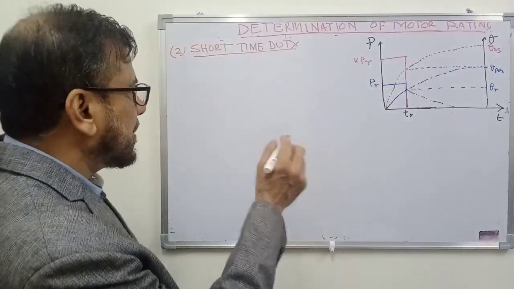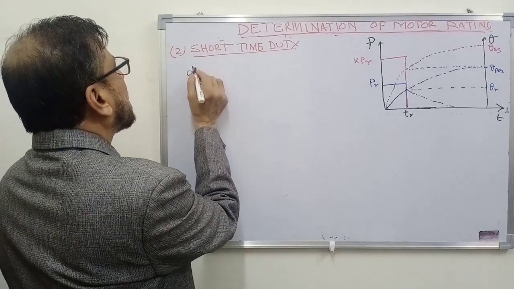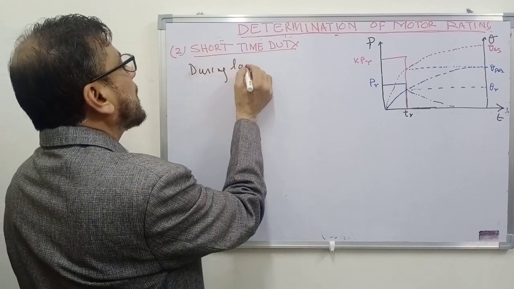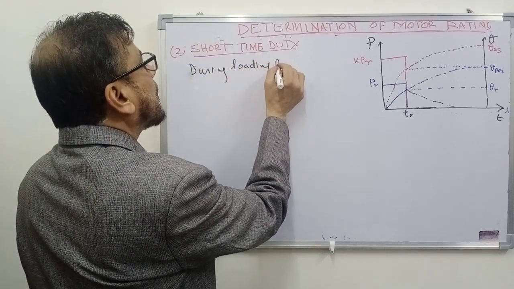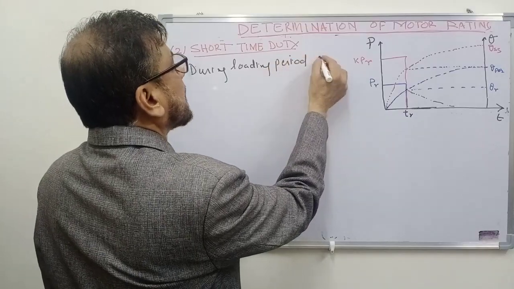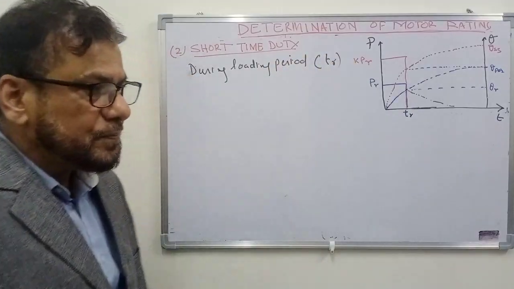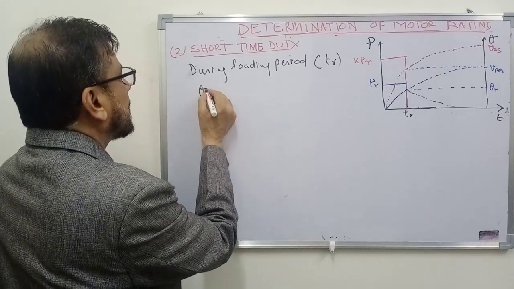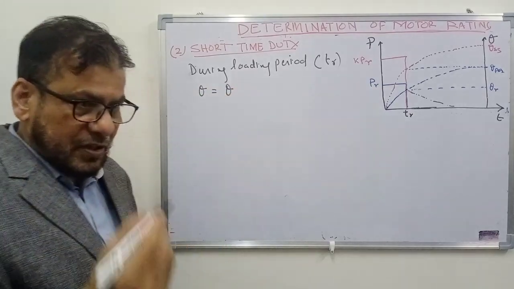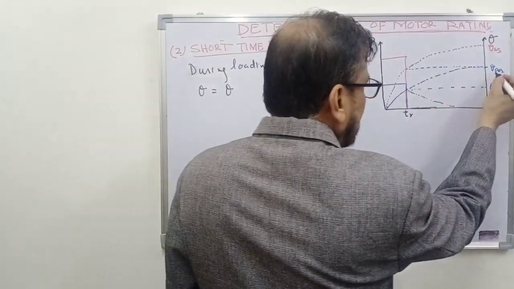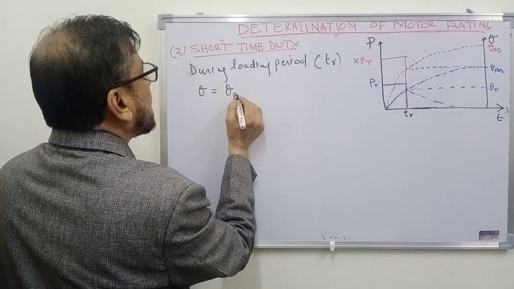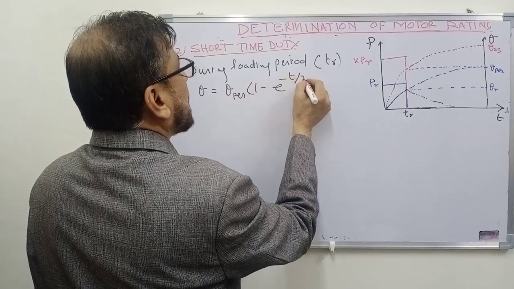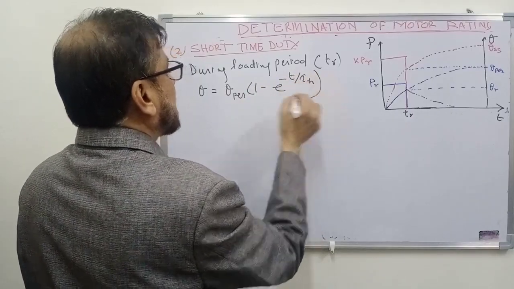So during this loading period, that is time interval TR, the temperature of the motor will rise as per the equation that we discussed earlier also. Theta is equal to the steady state temperature rise, that we have called theta permissible, into 1 minus e to the power minus t upon tau h, the heating time constant of the motor.